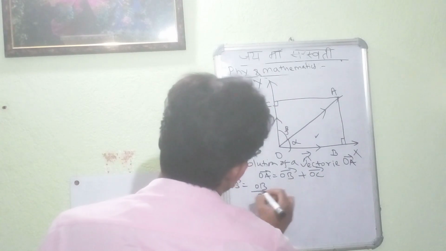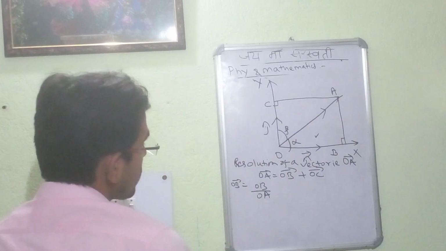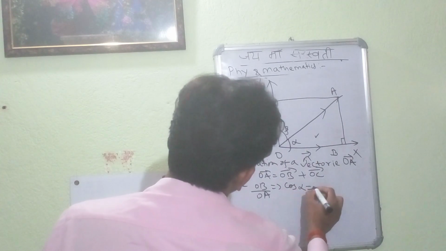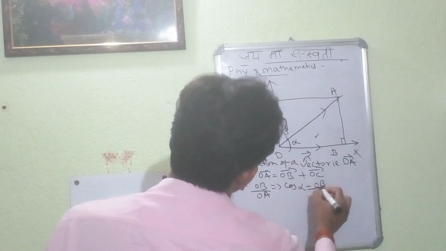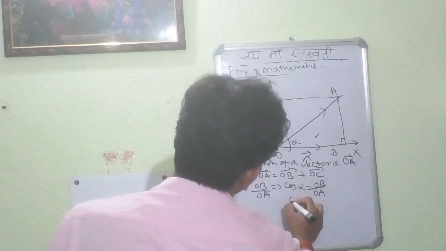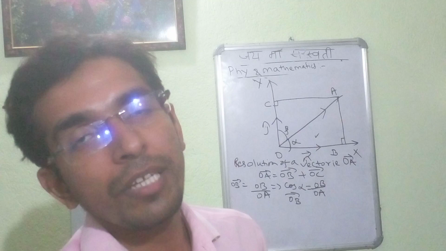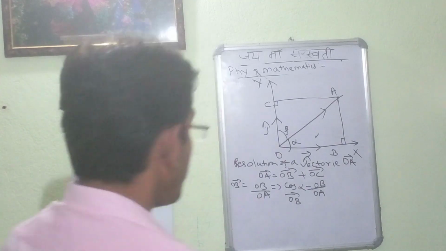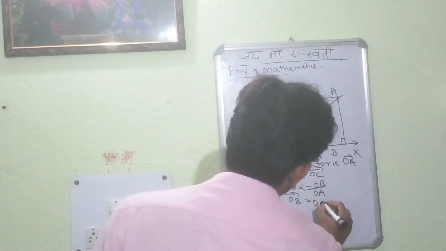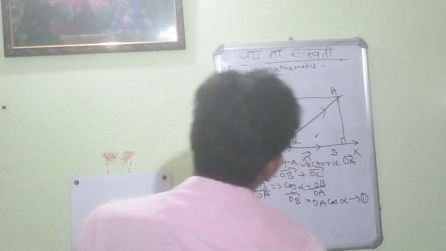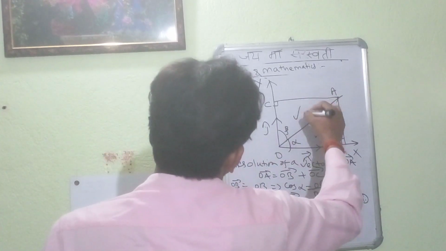Okay? So cos alpha is equal to OB by OA. So OB, we will be writing in terms of OA cos alpha. OB is equal to OA cos alpha. First equation.